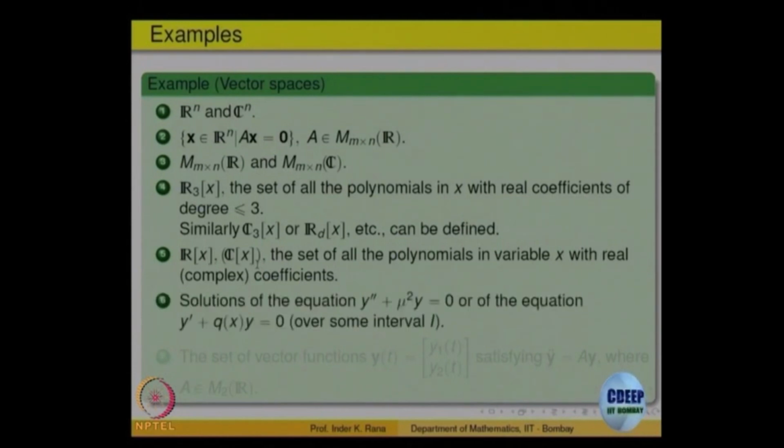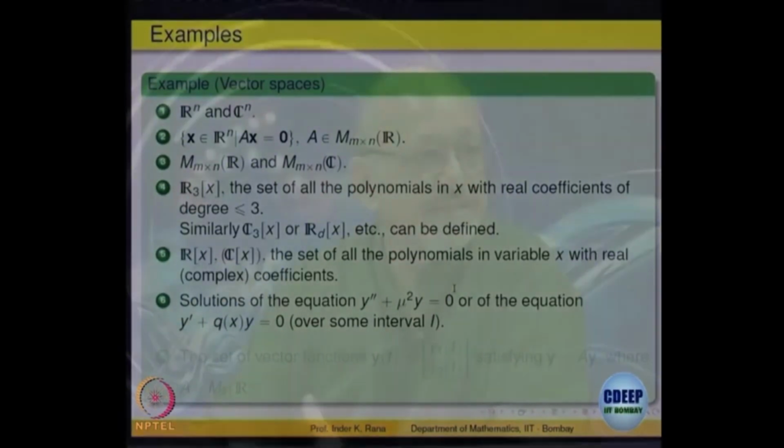This is something that you will come across in your differential equations course. Look at the solutions of the differential equation y double dash plus p y equal to 0, or y dash plus q x y equal to 0. What do we mean by the solutions of this equation? You are looking at a function y which satisfies the property: double derivative plus p y is equal to 0. If you have two solutions y1 and y2 and we add them, that will again be a solution of the same equation. If y1 satisfies this and y2 satisfies this, y1 plus y2 also will satisfy the same equation.